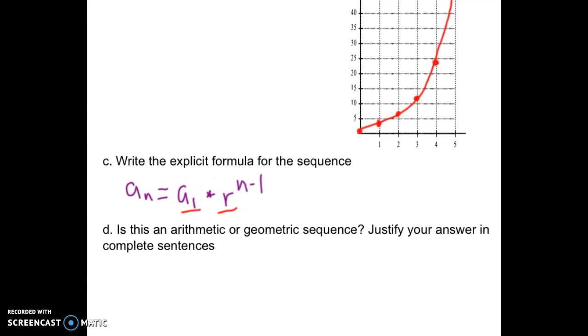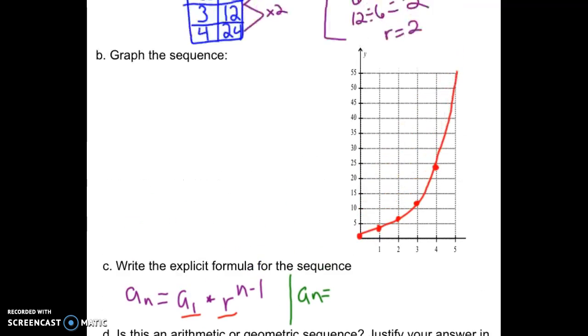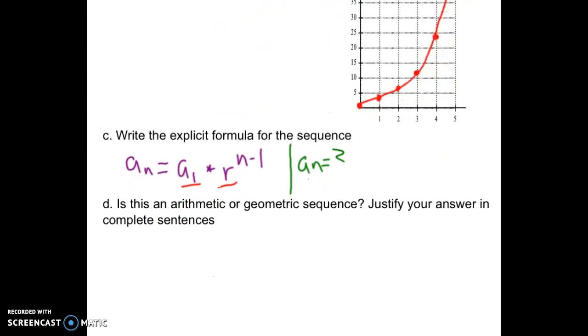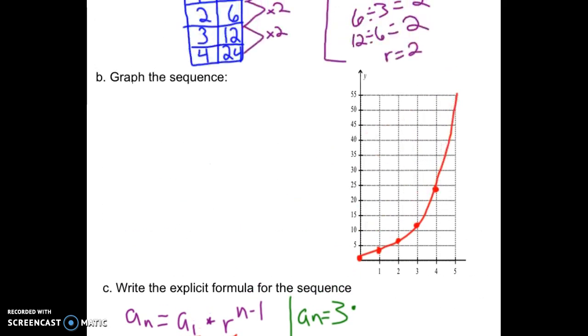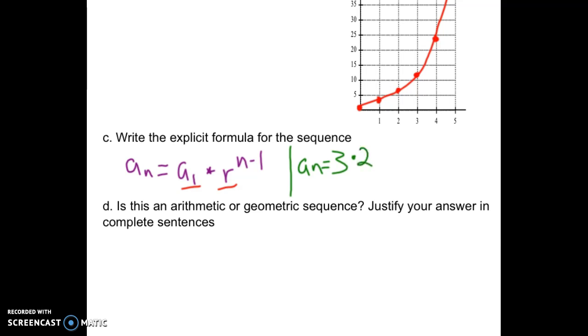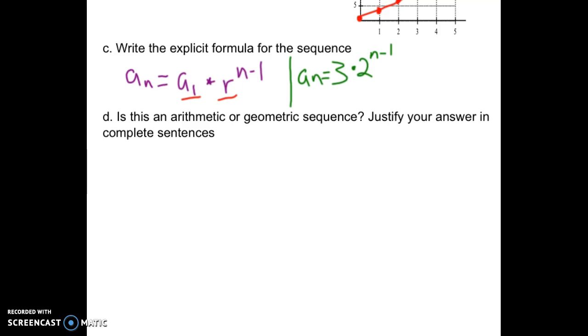So I'm going to write its specific formula, I'll do it in green next to it. A sub n equals, a sub 1 is just the first term, I can look up here. A sub 1, the first term is 3. So equals 3 times, my r, we just did the math and found it to be positive 2, times 2 raised to the n minus 1. That is the explicit formula for part C. And then we just answered that question.